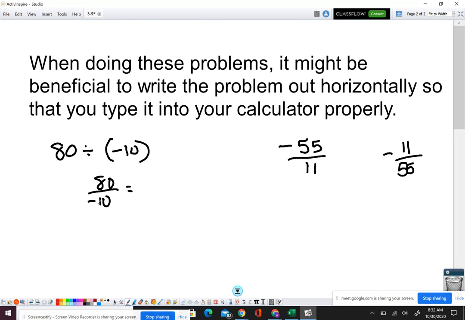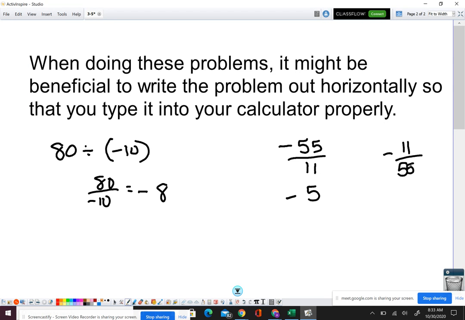So we have a positive and a negative. So I know my answer is going to be negative. I'm going to put that down right away. Now I'm just going to work with the integer parts. 80 divided by 10 is 8. Over here, we have a negative divided by a positive. Answer is negative. 11 goes into 55 5 times.